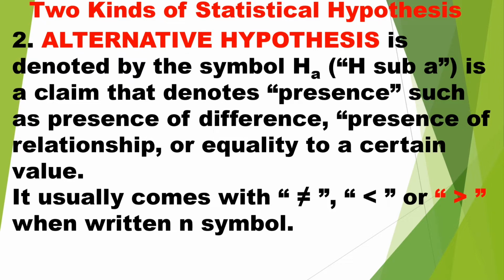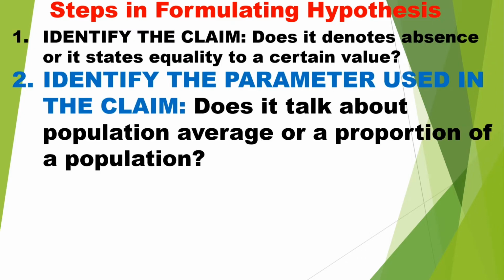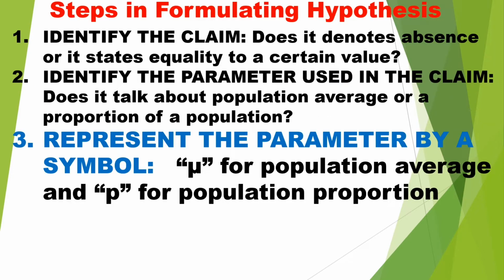Let's proceed to the steps of formulating hypothesis. Number 1, identify the claim. It will answer the question, does it denote absence or does it state equality to a certain value? Step 2, identify the parameter used in the claim. It will answer the question, does it talk about population average or a proportion of a population? Step 3, represent the parameter by a symbol. Mu for population average and P for population proportion.